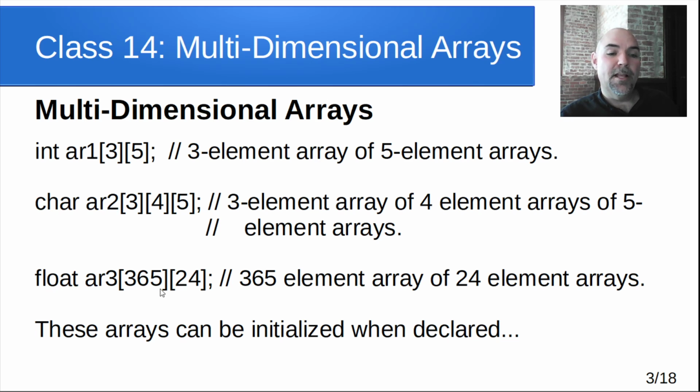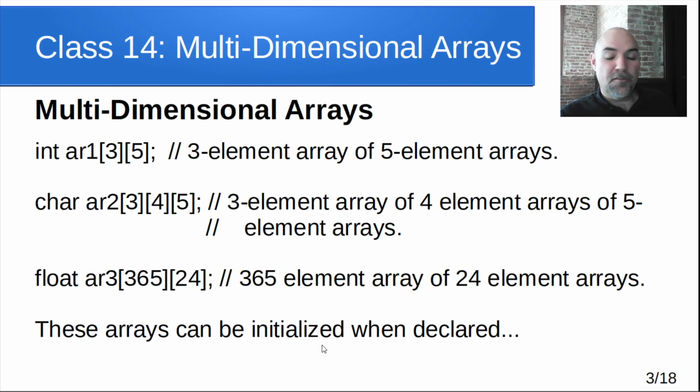That's a float array, 365 by 24. This might be, for example, if we want to store temperatures, a temperature every hour for every day of the year. In other words, we want hourly temperatures stored for every day of the year, a 365-element array with 24 hours in each one of these days.